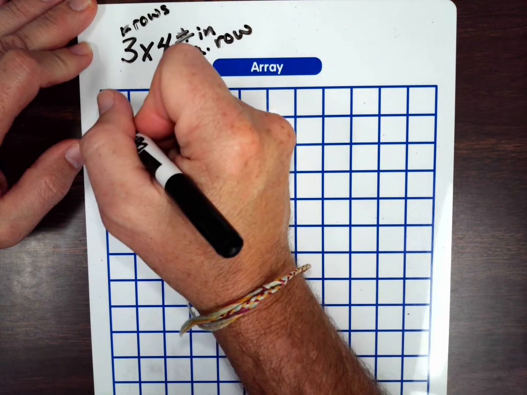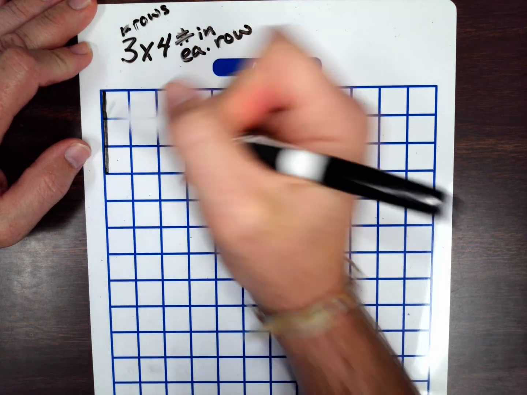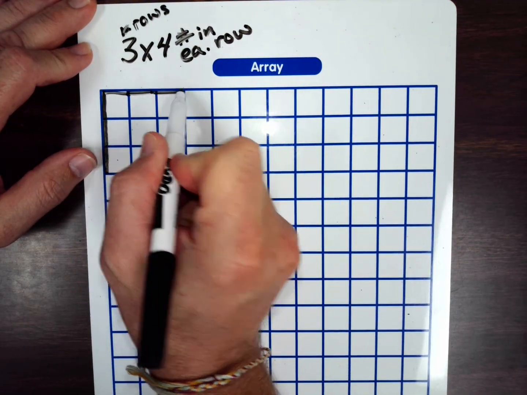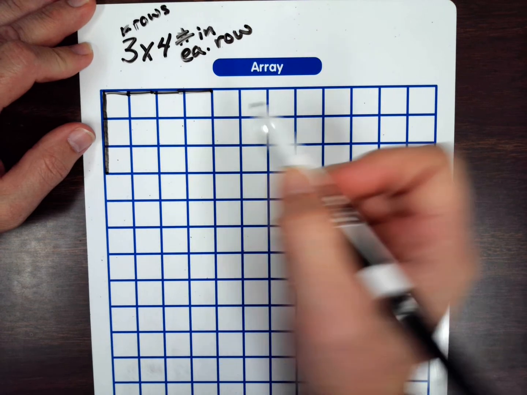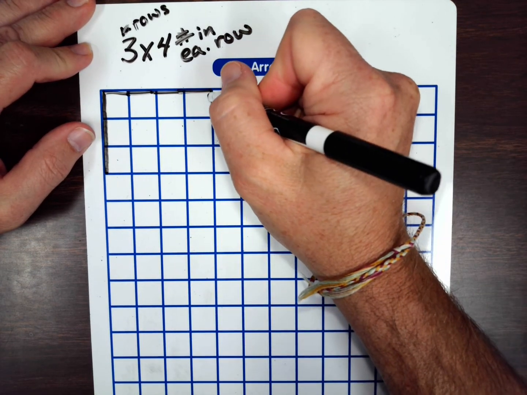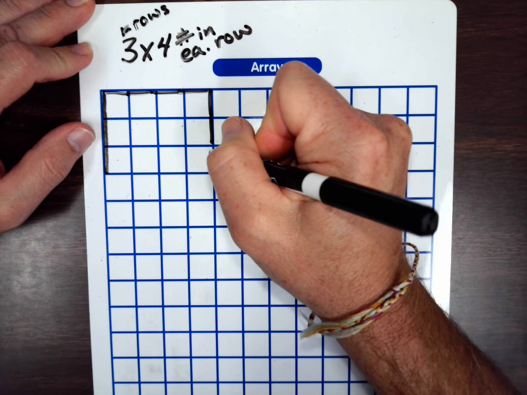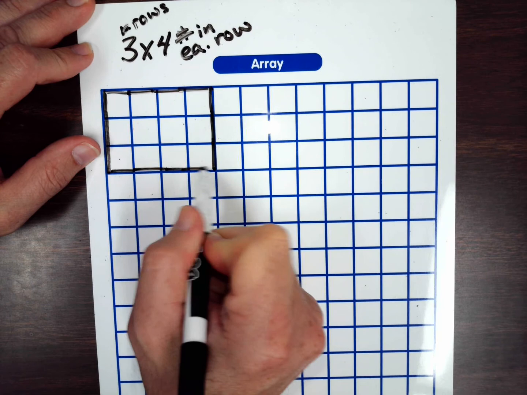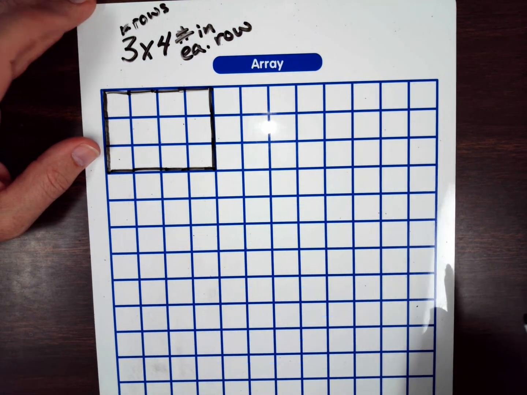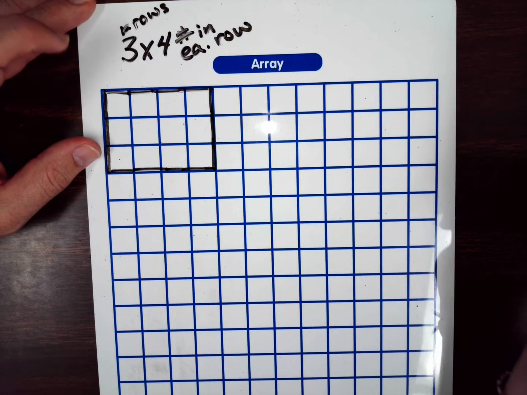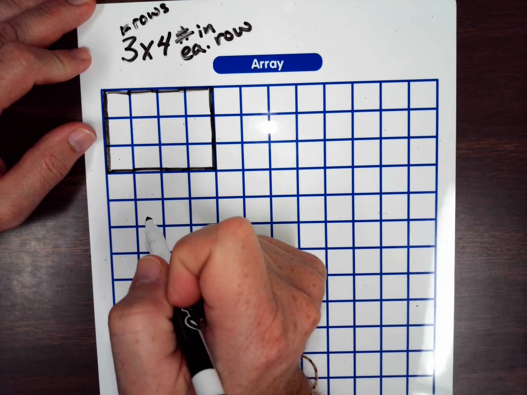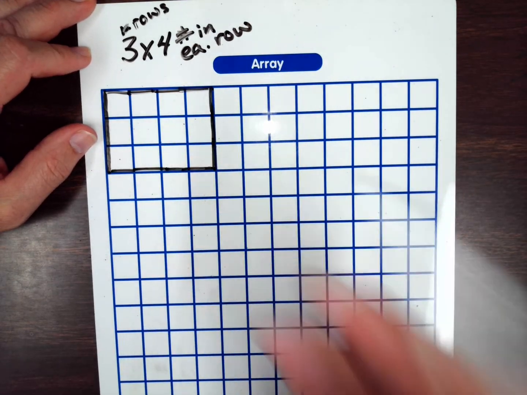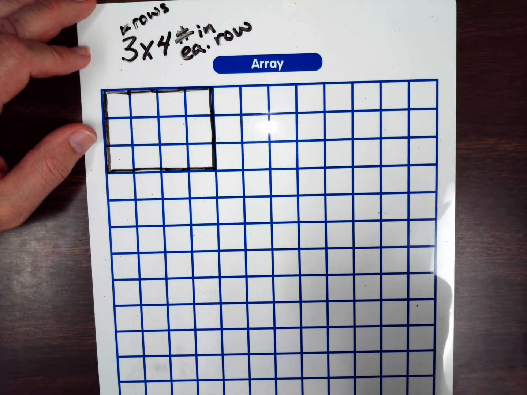So 3 is the number of rows, so I'm going to go 1, 2, 3, and then the number in each row is 4. I'm going to have 1, 2, 3, 4. And then I can go down another 3 rows. 1, 2, 3, 4. Now that I have drawn that, all I am doing is counting the number of boxes or tiles that are in this area.